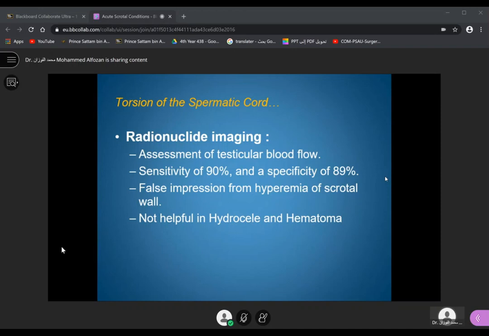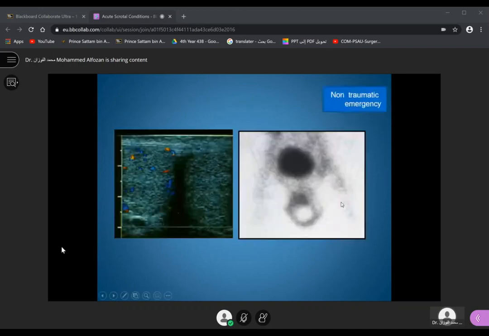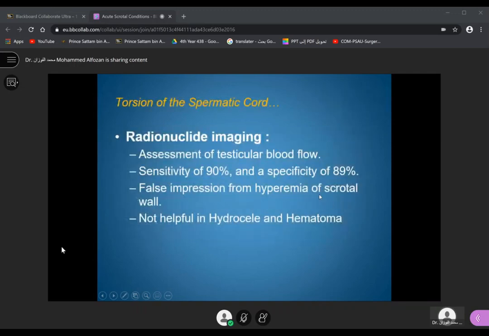So radionucleotide scan will assess the blood flow compared to the other tests. Similar sensitivity to the ultrasound, but lower specificity. Why is it less sensitive and less specific? Because of the hyperemia of the scrotal wall.